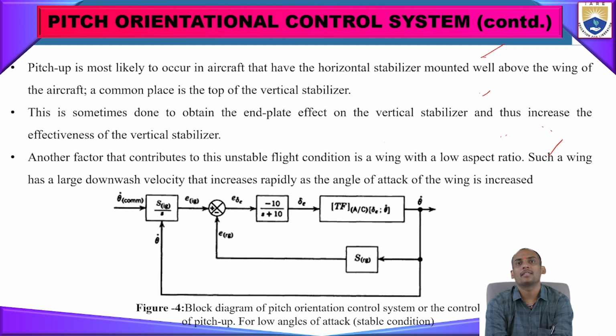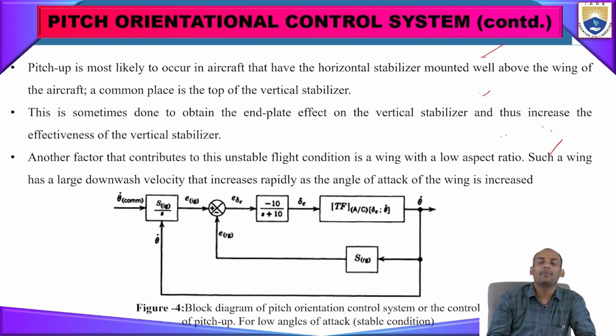Another factor that contributes to this unstable flight condition is a wing with a low aspect ratio. So what is aspect ratio? Aspect ratio is the ratio of length to breadth. If the aspect ratio is very low, that means the length is less and the breadth is high, so the value will be low. Such a wing has a large downwash velocity, which increases rapidly as the angle of attack of the wing increases.